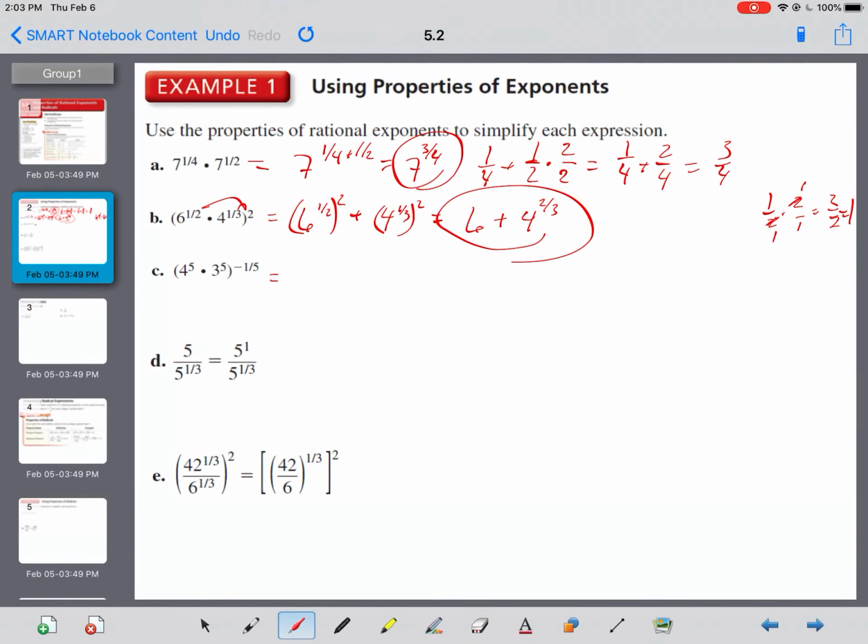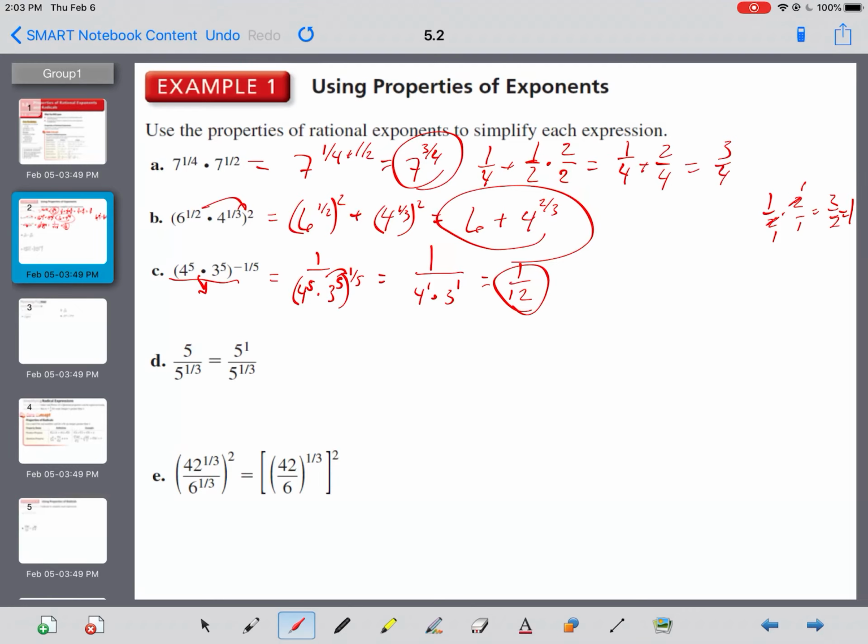Now, a negative exponent is going to flip that whole parenthesis to the bottom. So now we've got 4 to the 5th times 3 to the 5th, to the 1/5. That 1/5 goes to both. 5 times 1/5 is 1. 5 times 1/5 is 1. 4 times 3 is 12. Make sure you simplify all the way.